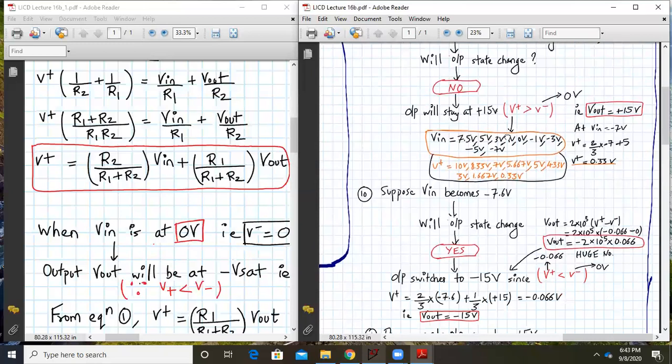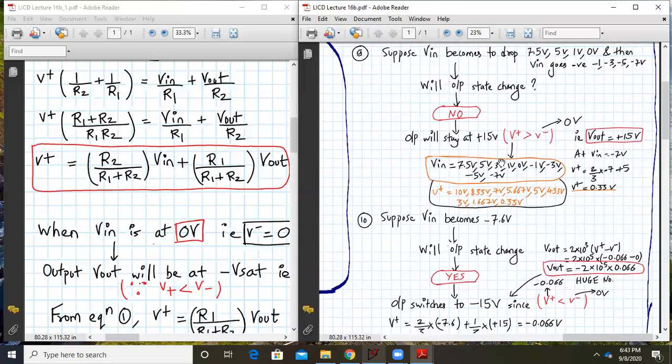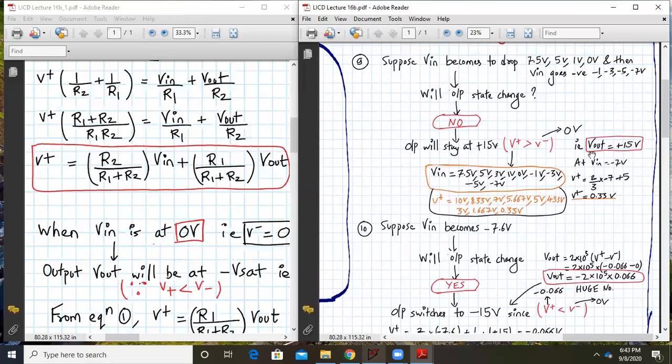The output will stay at plus 15. The proof of it? Yeah, let's find out. Let's say at V in equal to minus 7, let's calculate the extreme case. At V in equal to minus 7, what is my V plus? You substitute it over here: 2 by 3 into minus 7, and the output is now plus 15, so this will be plus 5. So the value of V plus will be minus 0.33. And we know that V plus is minus 0.33 and V minus is 0, so my output will be at plus 15 only, since V plus is greater than V minus.